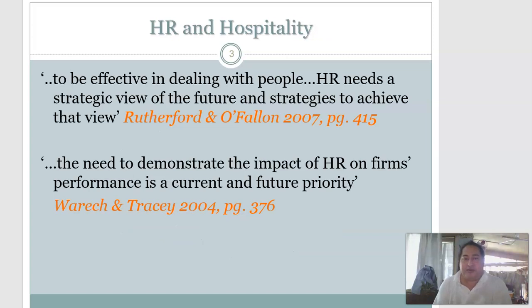So let's look at the quotes that have been given by our authors, and this is in Walker's, your textbook. One of the quotes talks about being effective in dealing with people, because obviously you know that HR deals with people. This is a back of house department, a support center. HR needs a strategic view of the future and strategies to achieve that view. Right? So it's very important.